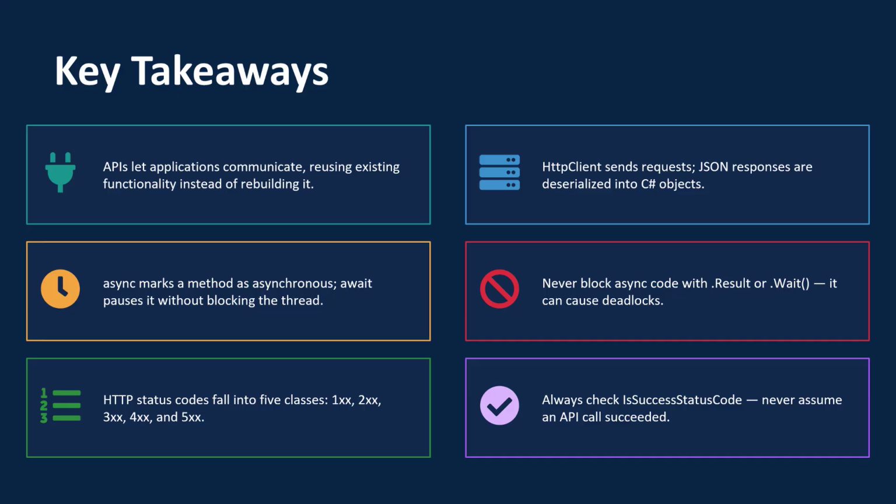Every HTTP response carries a 3-digit status code that falls into one of 5 classes, and the first digit alone can tell you the general category. Always check is success status code in your code. Never assume an API call succeeded just because your code didn't throw an exception.